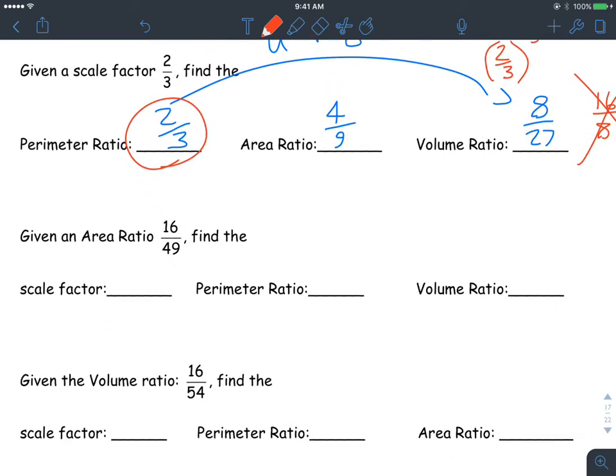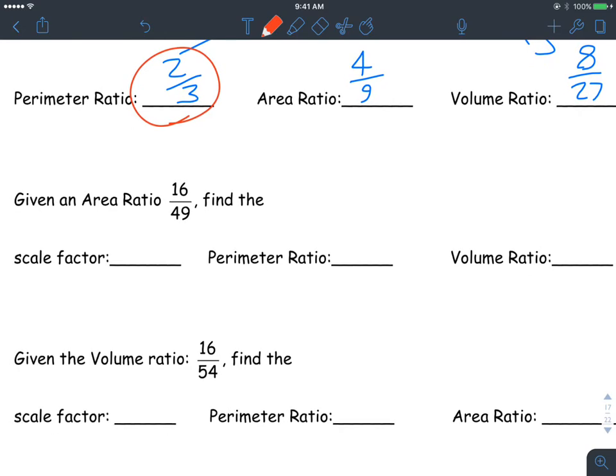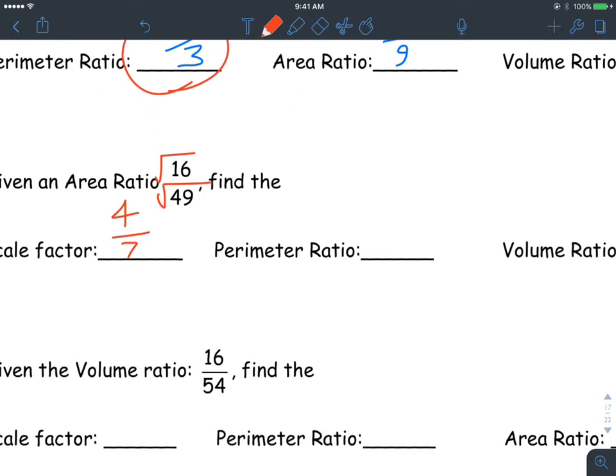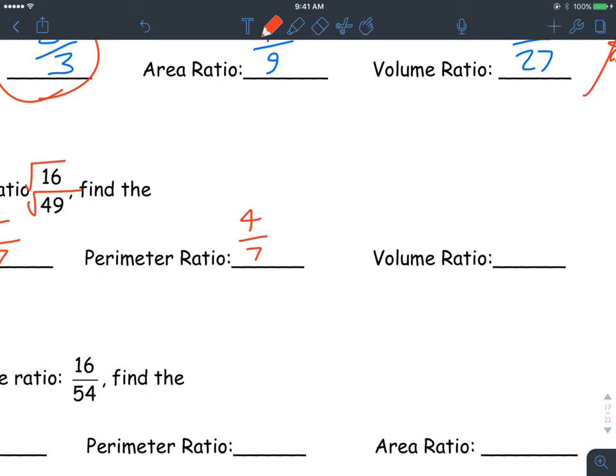All right, every now and then they'll give us the area ratios, and maybe we'll need to work backwards to find either the scale factor or the perimeter, all that stuff. So the area ratio is 16/49. We know typically our area is the squared stuff, so we're going to do the opposite. We're going to square root those. So that would get you 4/7 for your scale factor. And then after that, we can say the perimeter has got to be the same. And then the volume, you have to cube that. So 4 times 4 times 4 is 64, and 7 times 7 times 7 would be 343.